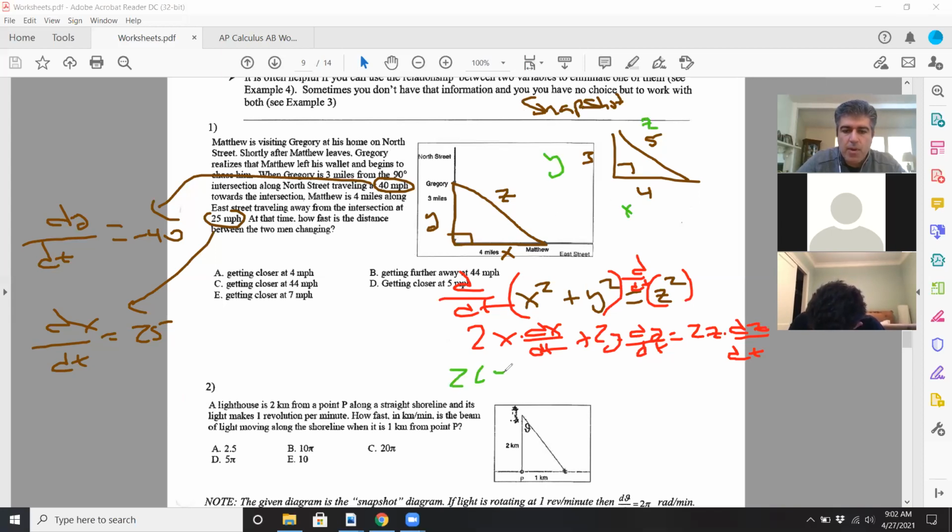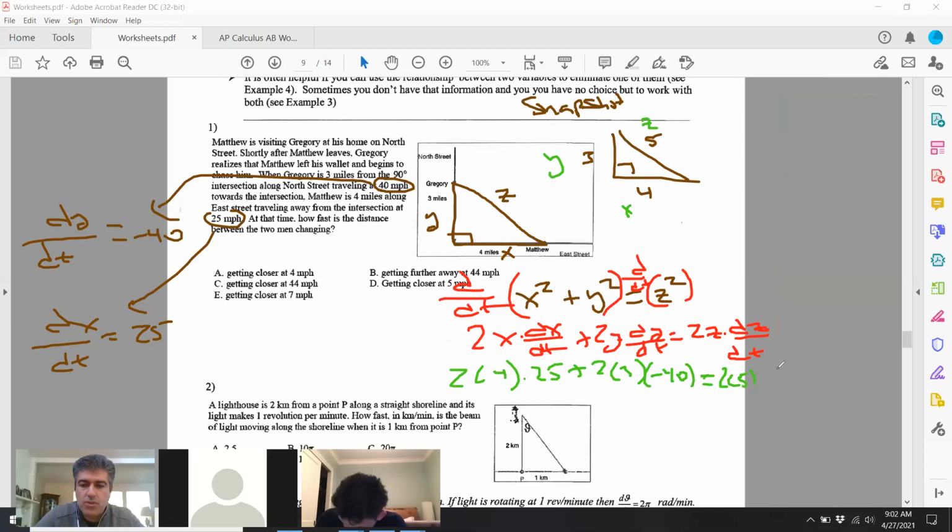So 2 times 4 and dx dt is 25. Y is 3. dy dt negative 40. Be very careful about that. They're not going to tell you, so you have to physically understand the problem. Then z is 5. And then dz dt. And then at this point, it's just doing arithmetic and algebra.